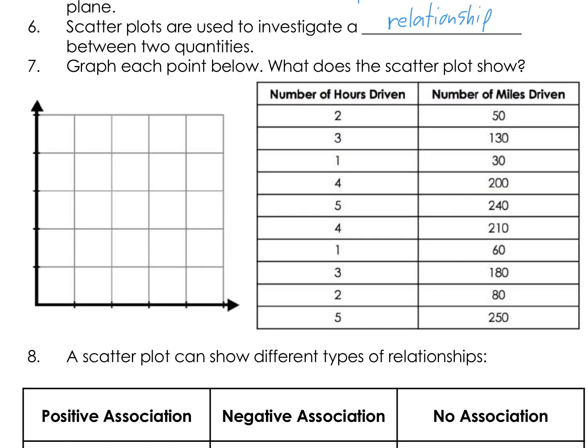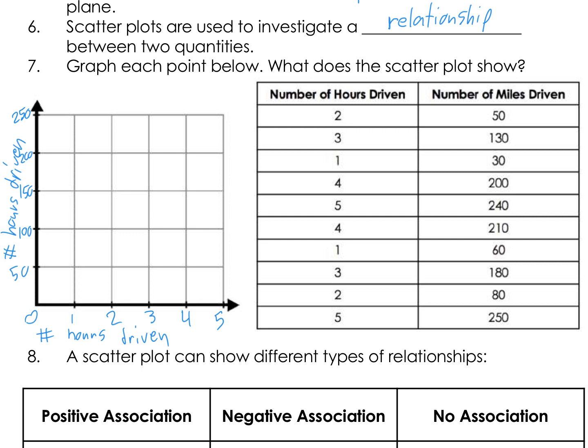So notice how we have number of hours driven as our x and number of miles driven as our y. So we're going to put our x-axis is going to have 0, 1, 2, 3, 4, 5, and our y-axis is going to go 50, 100, 150, 200, 250. The scale is determined by the data points. You have to make sure all of the data given will fit on the graph.